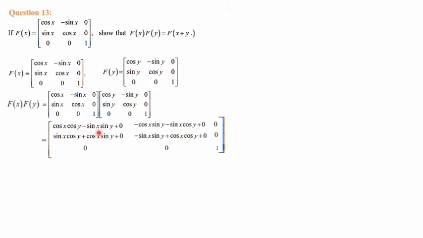Now when you look at this one, this is in the format cos x cos y minus sin x sin y. And we have learned a formula, cos of x plus y is equal to cos x cos y minus sin x sin y. So this one we can write as cos of x plus y. And this also has a somewhat similar format, but we have to take a minus outside.